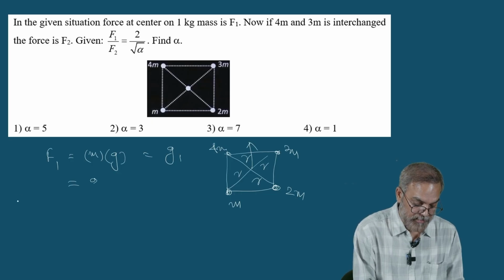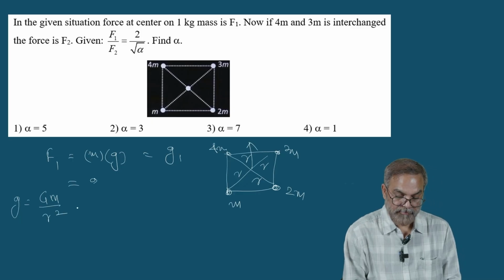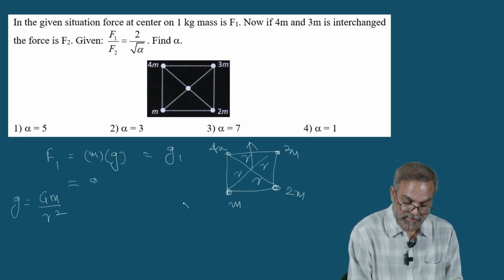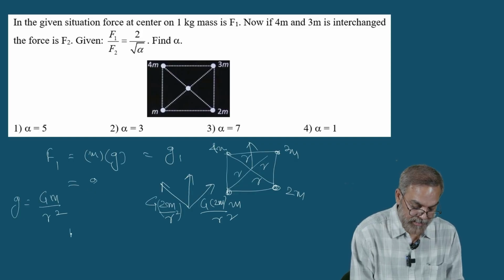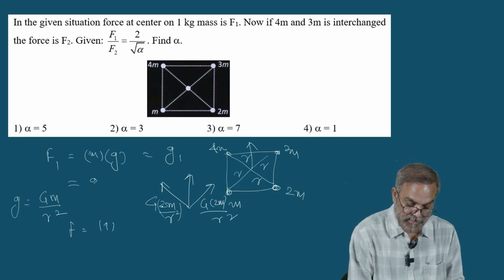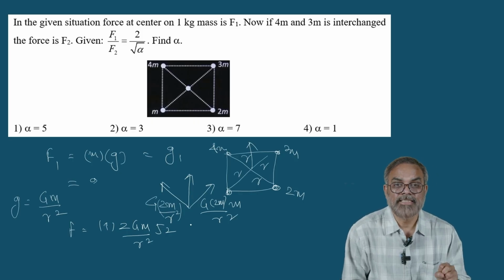Due to a simple point mass, the value of G is Gm over r square, right? So I can say that this vector will be basically G2m over r square, and this vector will be again the same G2m over r square, and their resultant will be like this. And I can write this F1 as 1, that is, the mass at the center is 1 kg, and this will be root 2 times 2Gm over r square, right students? So this is one calculation we have done.